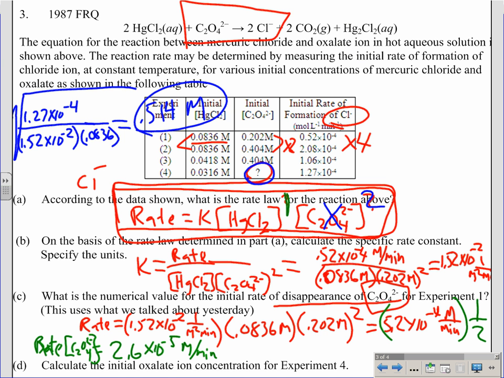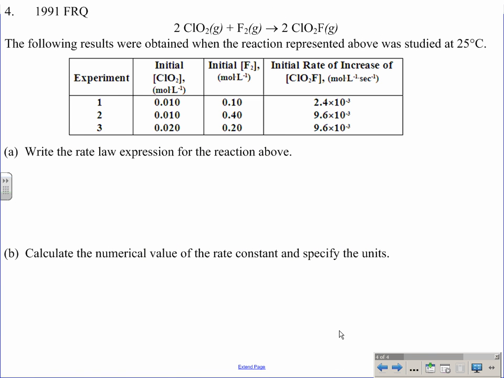So that would be problem number 3, which finally leaves us with problem number 4. Remember, if you know what you're doing and everything makes sense, you may not be here at this point. So keep going until you're comfortable. Okay, I've got concentration and initial rate data. That means I'm going to be doing rate law expression. Sure enough, right there, what's the rate law expression?